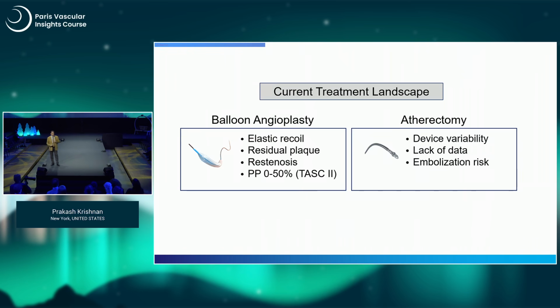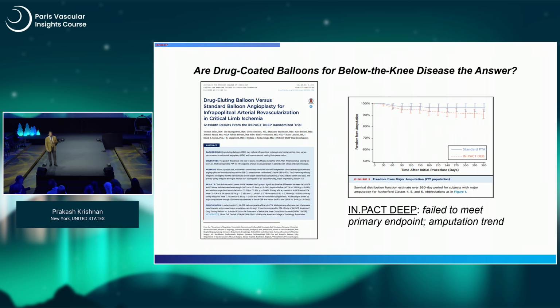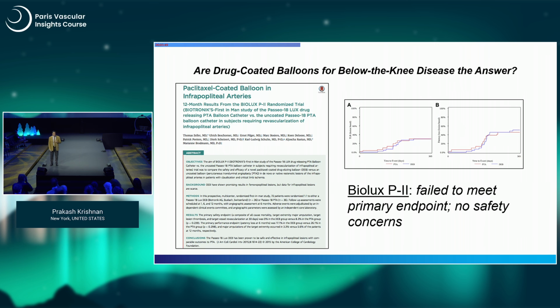The current landscape is not exciting. We have balloon angioplasty, and we know all the difficulties we have with balloon angioplasty. And we have atherectomy, which we use more as vessel prep. It's been studied as primary therapy, and we know that does not work, but it may have a role in challenging lesions. But we went through the whole gamut of the evolution of how we can treat this. Drug-coated balloons, well, we did the IMPACT DEEP trial, and unfortunately, it failed to meet the primary endpoint, and there was a trend towards amputation. Whatever the flaws of the trial were, this kind of put to bed this particular balloon as a treatment for below the knee.